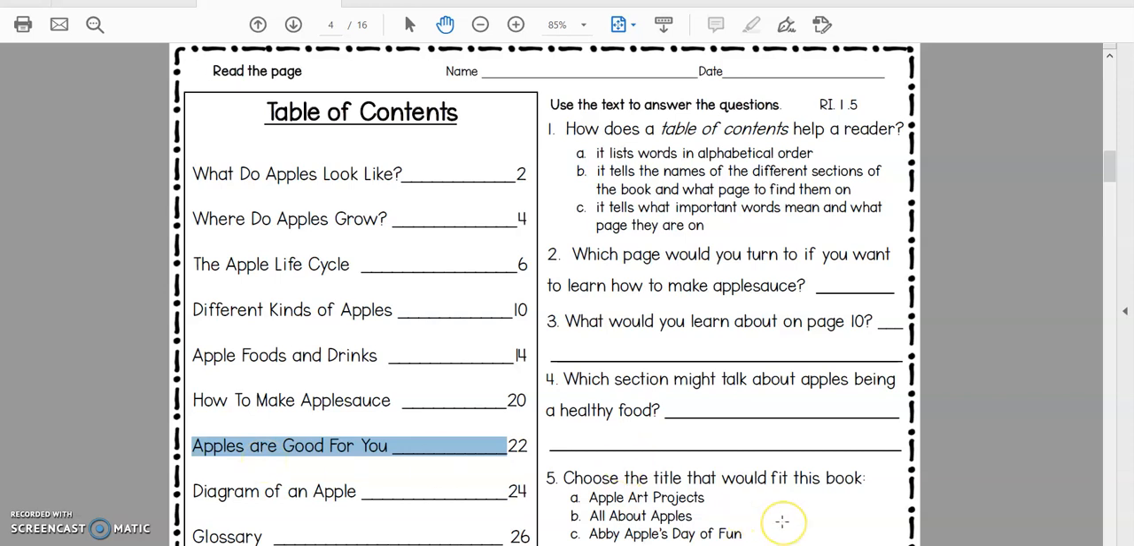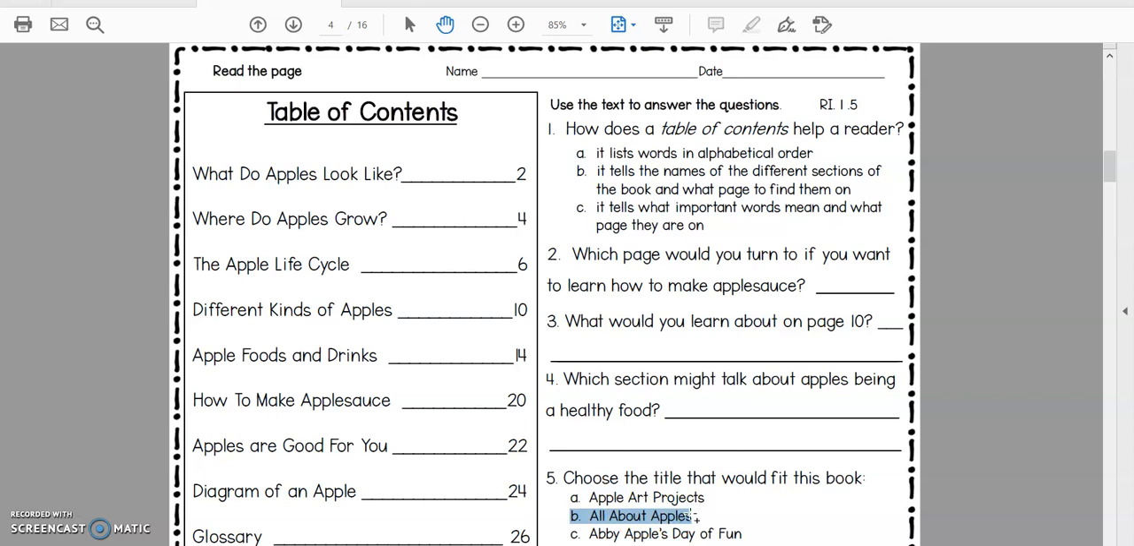Last question, choose the title that would fit this book. So I have to think. All of these topics are about apples, different kinds of apples, the life cycle, how they grow. Which title would be best for this book? Apple Art Projects, All About Apples, or Abby's Apples Day of Fun? Since it's telling me lots of different things about apples, I'm going to go with B, All About Apples. I think that would be the best fit for this book as a title.